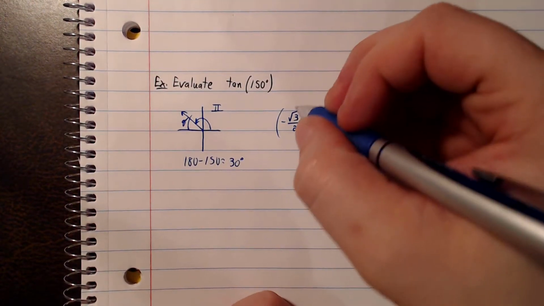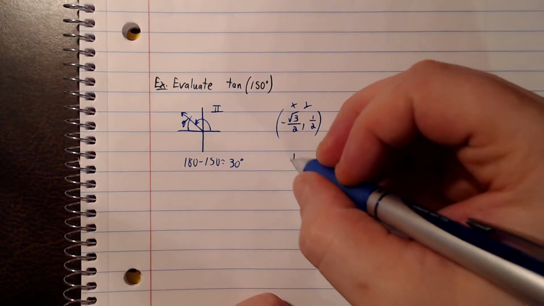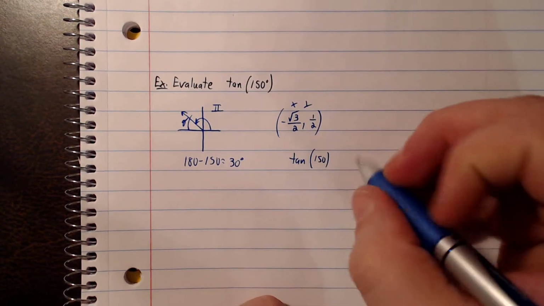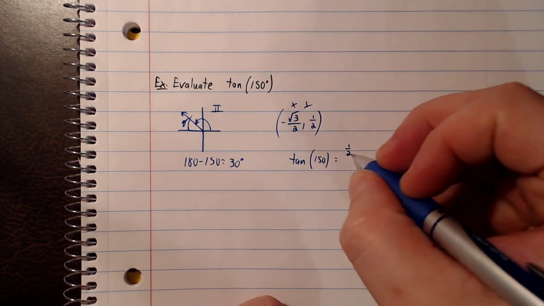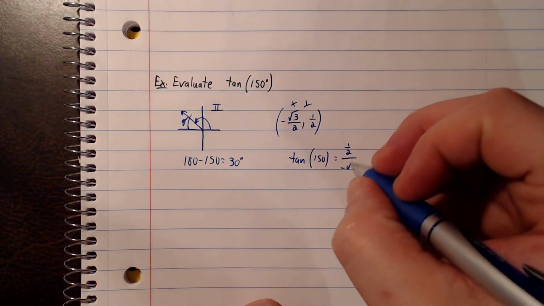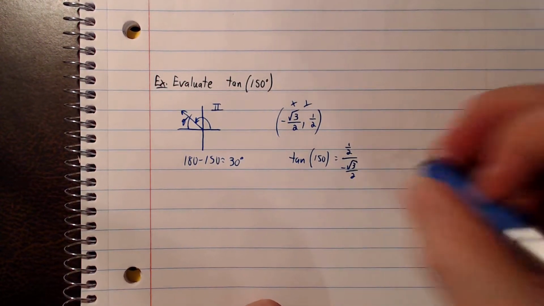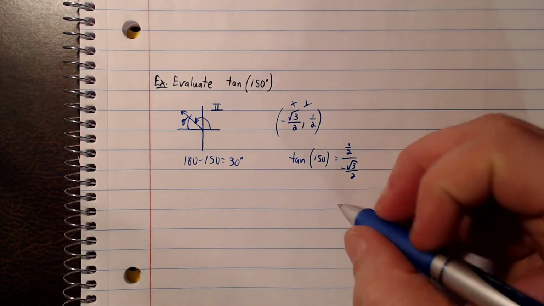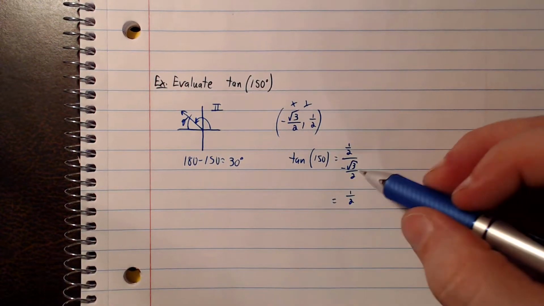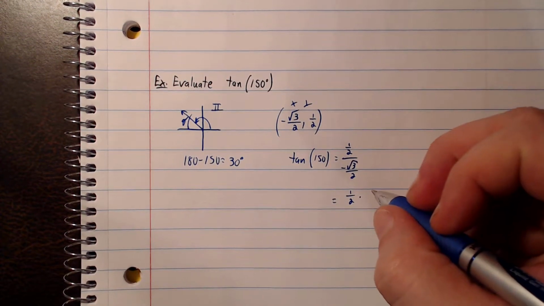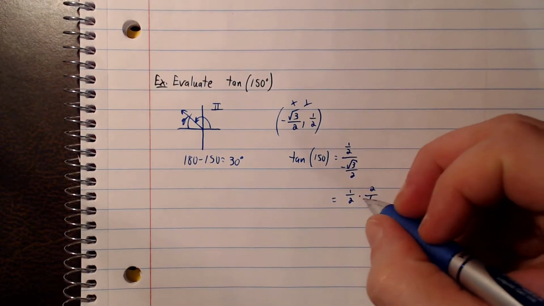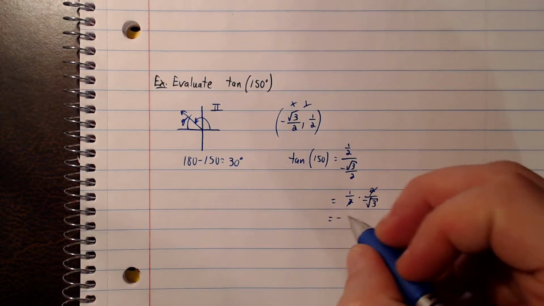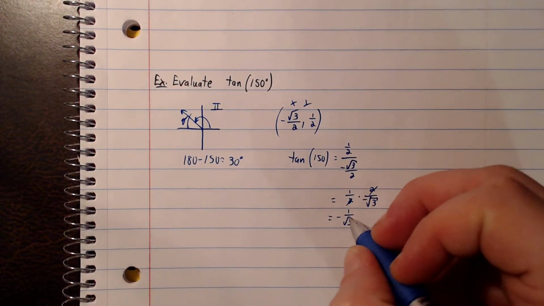Now we're working with tan. Tan of 150. We want y, which is 1/2, over x, which is negative root 3 over 2. Okay, dividing by fractions. Easy to deal with, right? We just multiply by the reciprocal. So we got 2 over negative square root of 3. Here our 2's cancel. Alright, negative 1 over root 3.